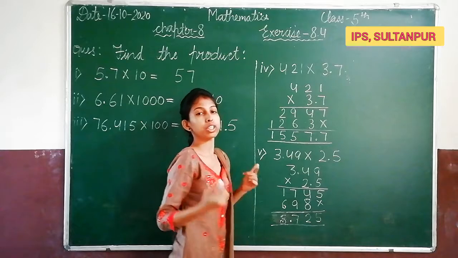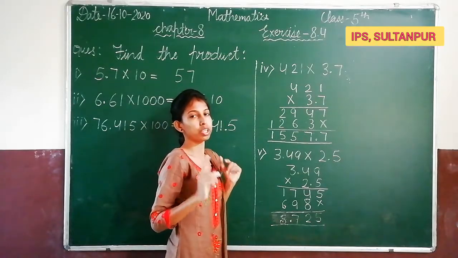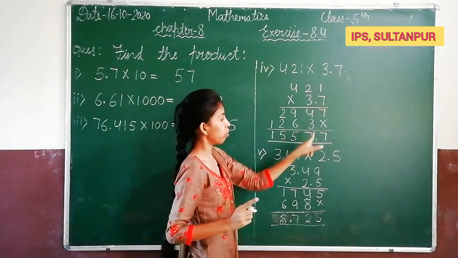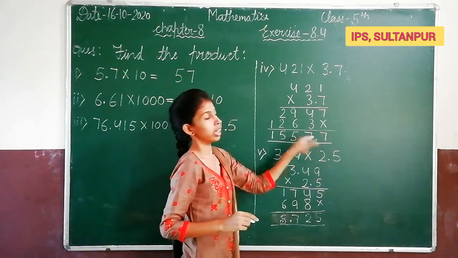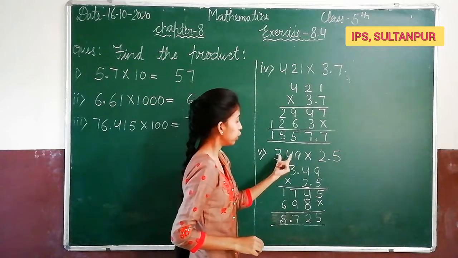Now there is only one digit after the decimal in only one number. So we always put the decimal in the result according to the number of digits after the decimal. There is only one digit after the decimal, so in the final answer we will put the decimal after one digit from the back side. Similarly, I am taking one more example here.